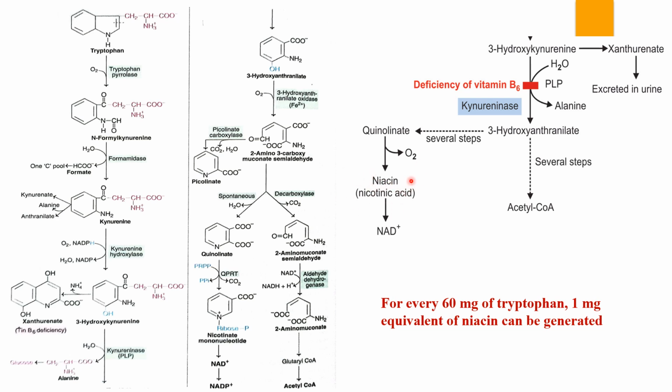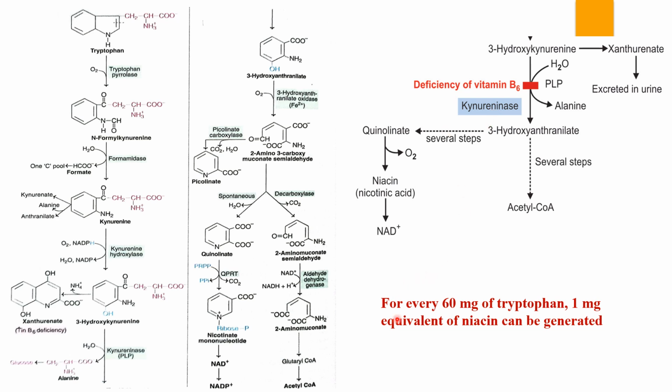Niacin is vitamin B3. So NAD and NADP are two important active forms of vitamin B3 or niacin. Then, on the other hand, this 3-hydroxyanthranilate, after several steps, converts into acetyl coenzyme A. So, here in this pathway, alanine is also generated, which is glucogenic in nature. So, this is the summary of the tryptophan pathway.